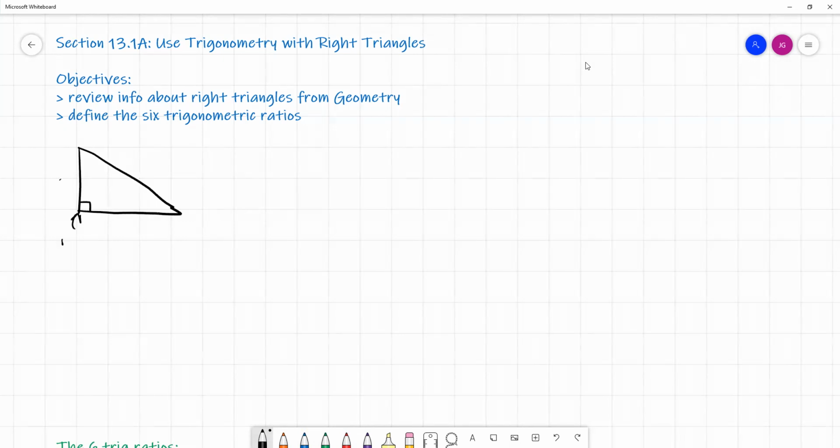So this is a right angle, and it's always 90 degrees. That's all we need for a right triangle. And so we might choose an angle. Let's say that we choose this angle right here. I want to specifically talk about this angle, and I might call it theta.